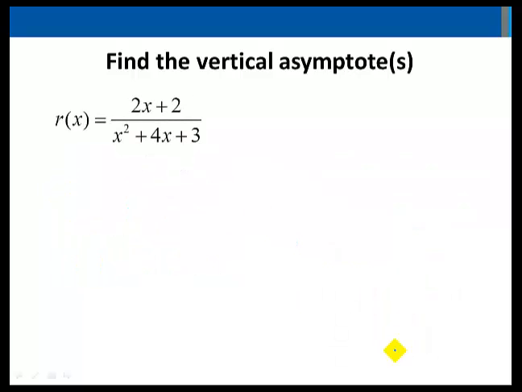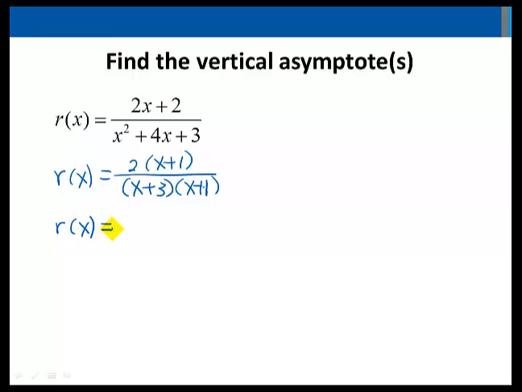Next, we'll find the vertical asymptote or asymptotes of r of x equals 2x plus 2 over x squared plus 4x plus 3. I'll begin by factoring. So in the numerator, I have 2 times x plus 1. In the denominator, x plus 3 times x plus 1. We do have x plus 1 as a factor in both the numerator and denominator here, so I will eliminate that. And I will rewrite r of x as equal to 2 over x plus 3, but I want to make a note that x cannot be equal to negative 1.